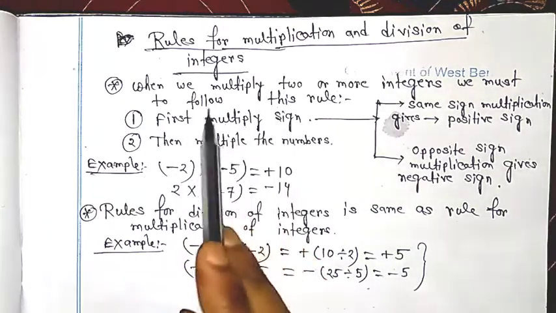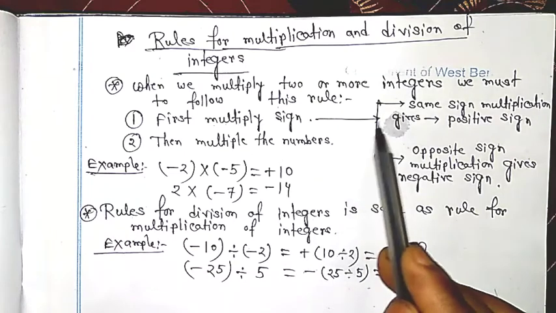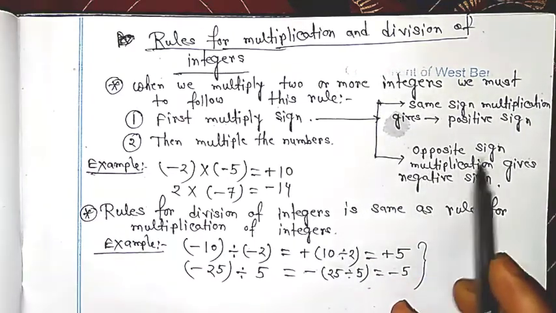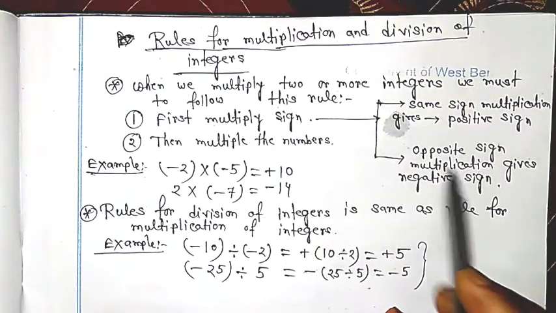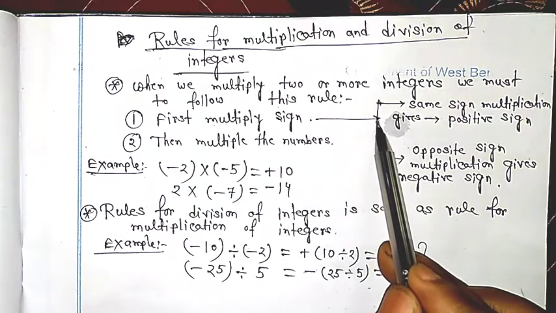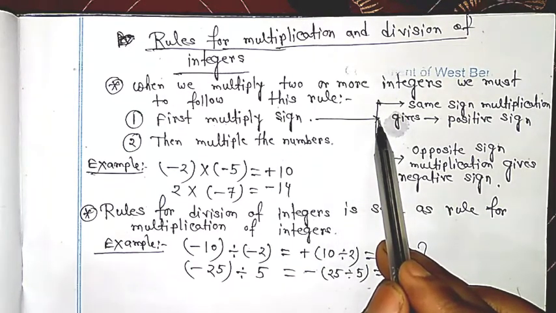And for sign multiplication there is a rule: same sign multiplication gives positive sign, and opposite sign multiplication gives negative sign. So if we multiply the same signs, then we get a positive sign. If we multiply opposite signs, then we get a negative sign.